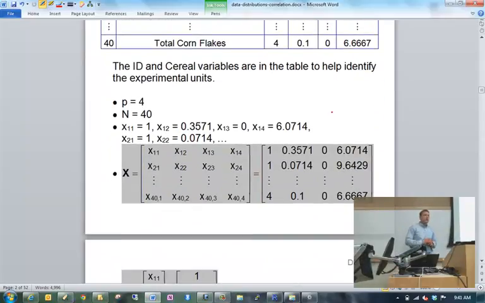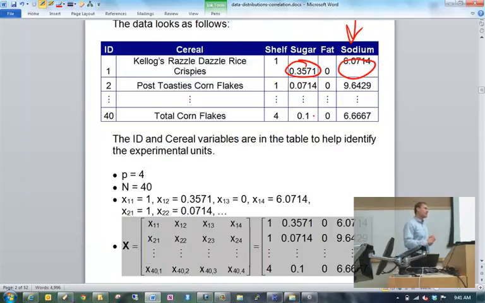Is there any way to do that in R, like just take sugar divided by the serving size using vectors? Yeah, and we'll look at it. So we'll get there. But thank you for the question.